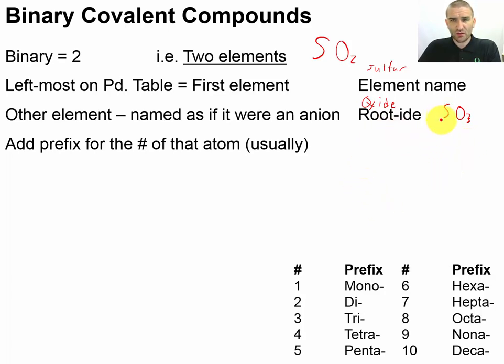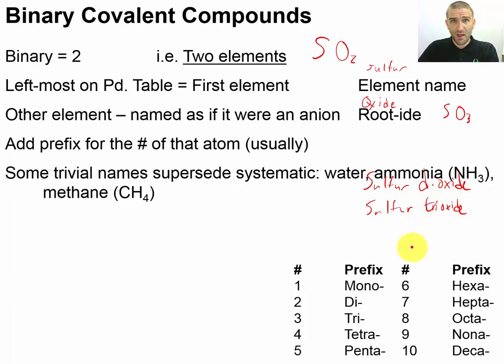Now for the first word, if there's only one of them, we don't bother saying mono. So in this example, this would not be mono-sulfur, it would be sulfur. I have two oxygens, so it would be dioxide. So sulfur dioxide would be this one's name. This one would be sulfur trioxide. Okay, so there's some examples of the nomenclature for it right there.